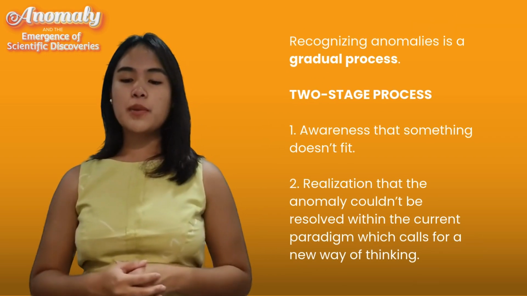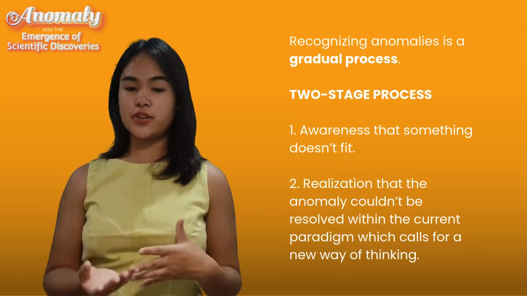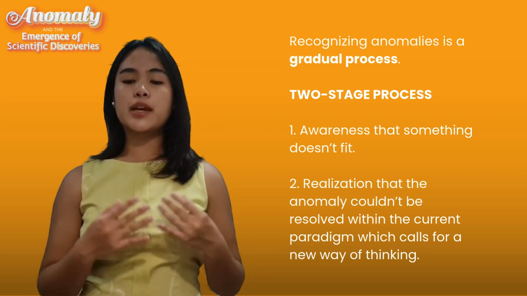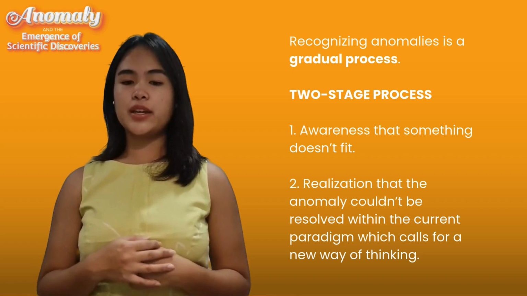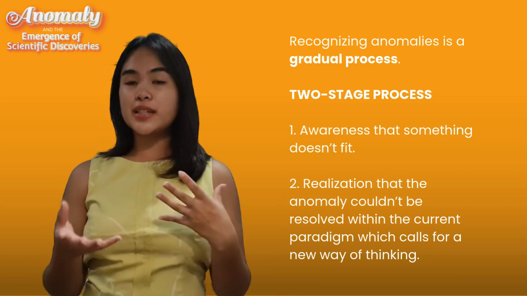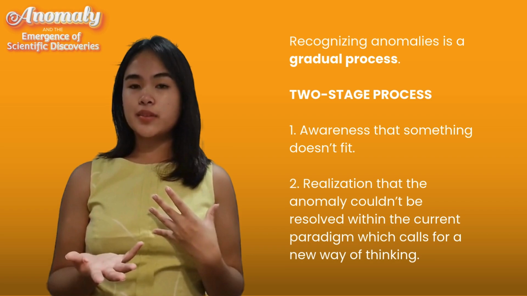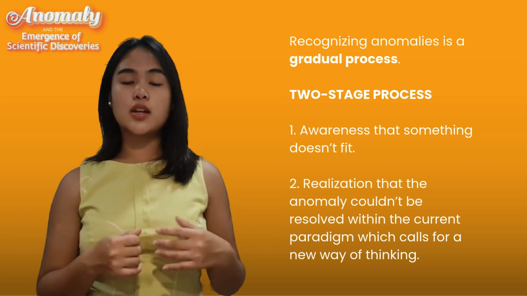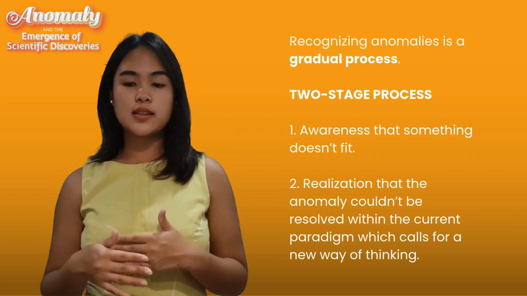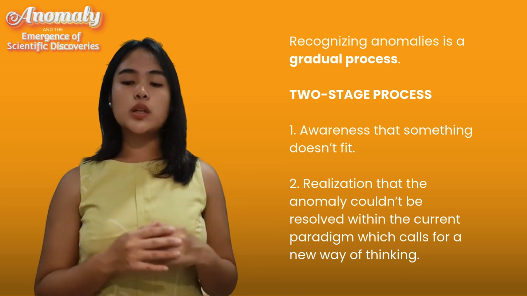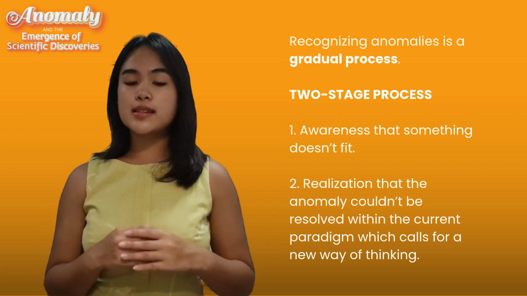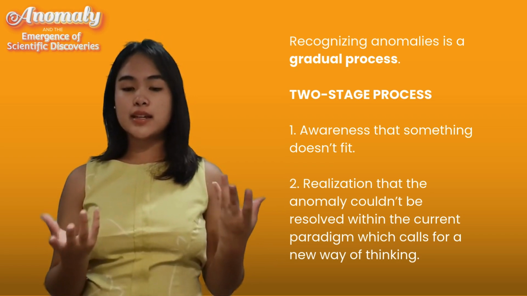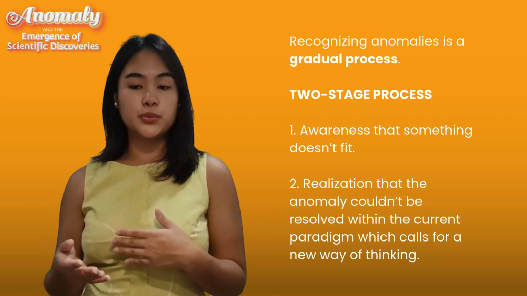Now, let's talk about the emergence of scientific discoveries. Anomalies play a major role in triggering discoveries. It's not just that scientists see something unexpected and immediately understand its importance. Kuhn argues that recognizing anomalies is a gradual process. Often, scientists will spend a lot of time trying to force the anomaly to fit into the existing paradigm before realizing it represents something fundamentally new.